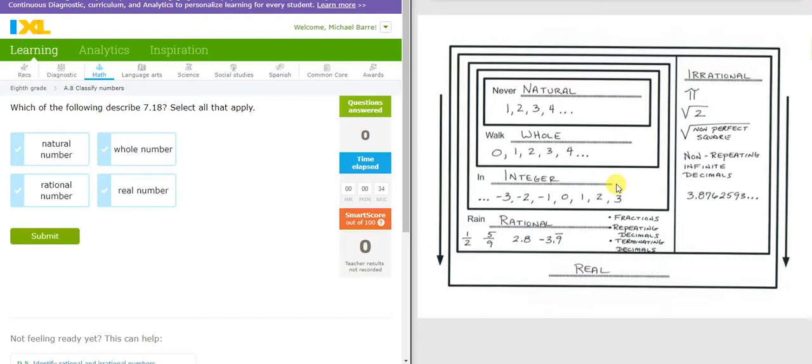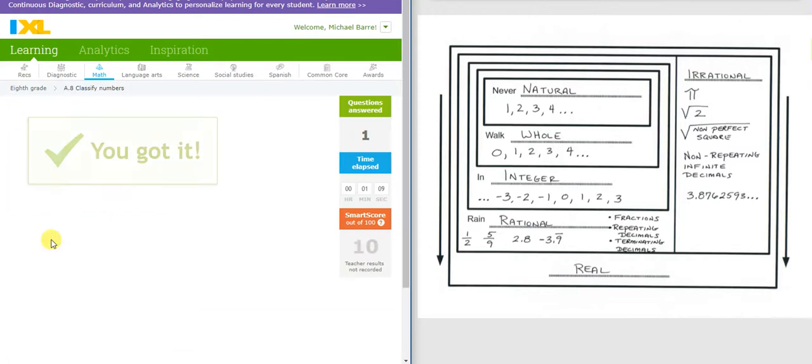So which of the following describes the number 7.18? Well, it's a decimal, a terminating decimal. Rational numbers are repeating decimals and terminating decimals, so that's a rational, but it's also a real, because if I start with rational, I know I fall down into the other number sets also. So I would say rational and real are the two I want to use. So rational and real. There we go.